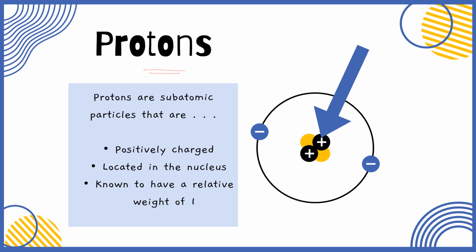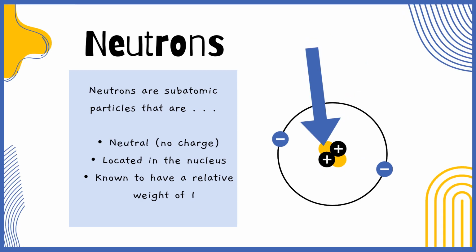Protons are subatomic particles that are positively charged. It has a positive charge on it. Just remember P for proton and P for positive. Located in the nucleus. This is the nucleus which has protons in it, the black ones. Known to have a relative weight of 1. Just remember this thing. It has a relative weight of 1.